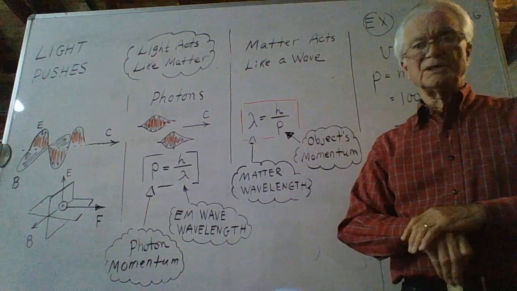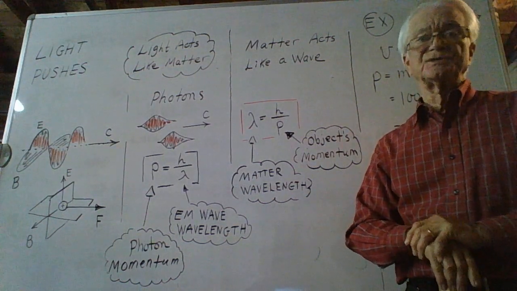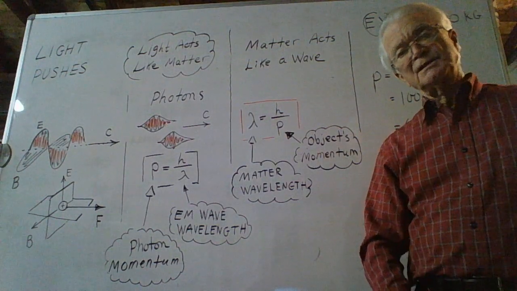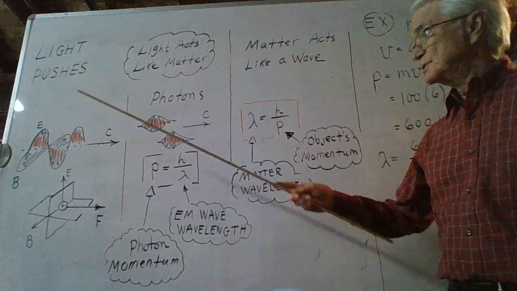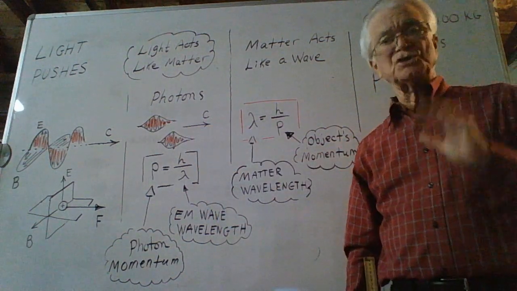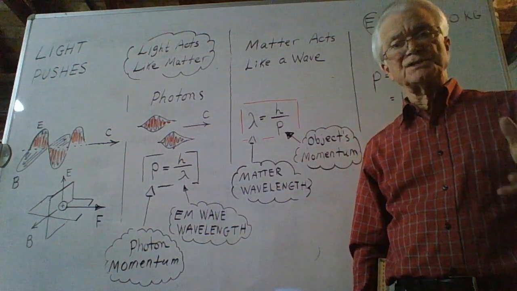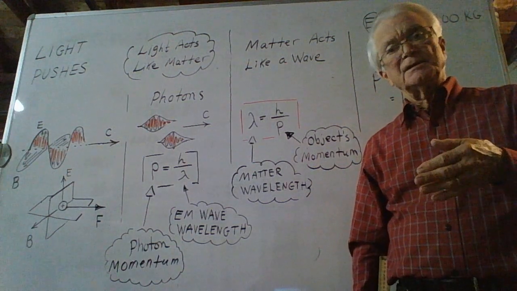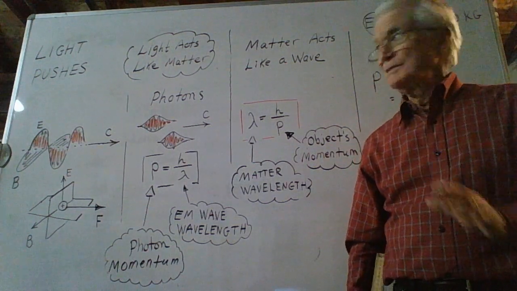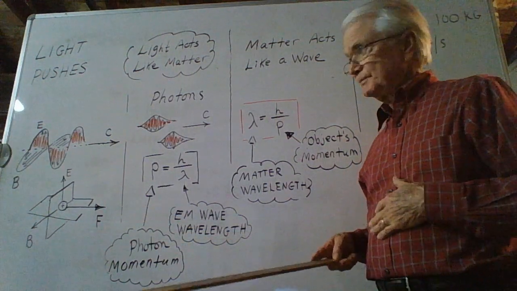Welcome back. We're still in chapter 29 dealing with photons and other related matters. I'll begin this lecture with a discussion of the mechanism by which light can push on things it lands on. When light is incident on a substance, it actually pushes on it. Let me explain how that could happen.